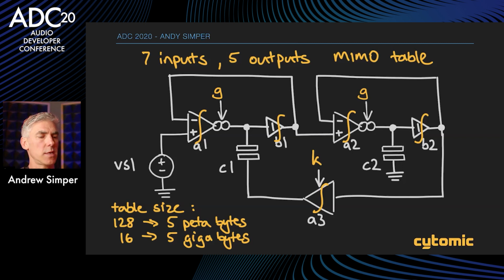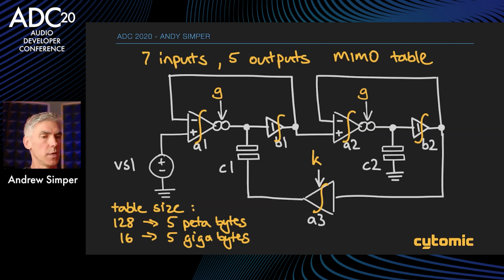So let's jump back to the harder case. We have 1, 2, 3, 4, 5, 6, G, and 7, K. They're gains that change how the circuit behaves. So that's 7 inputs. Each of these nonlinearities has an output, so that's 5 outputs. This means we have a 7-dimensional table, and each point in the table has 5 numbers. So what kind of table size is this if we want to pre-compute it? Well, if we had 128 points in each dimension, then unfortunately we get around 5 petabytes. Even 16 points, which is really not much, we get 5 gigabytes. So obviously that's not good.